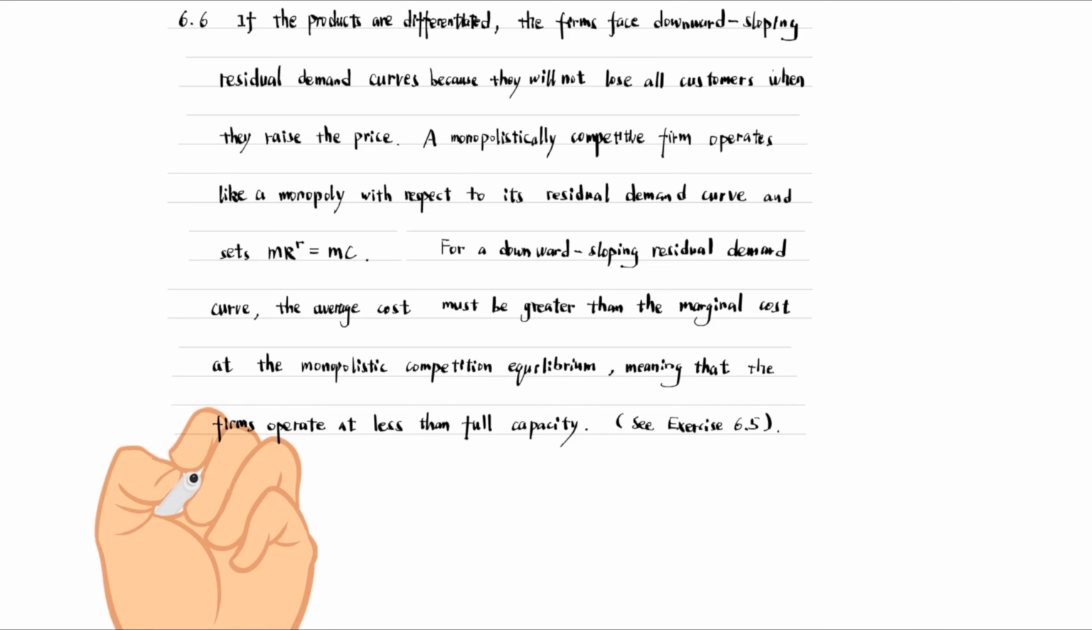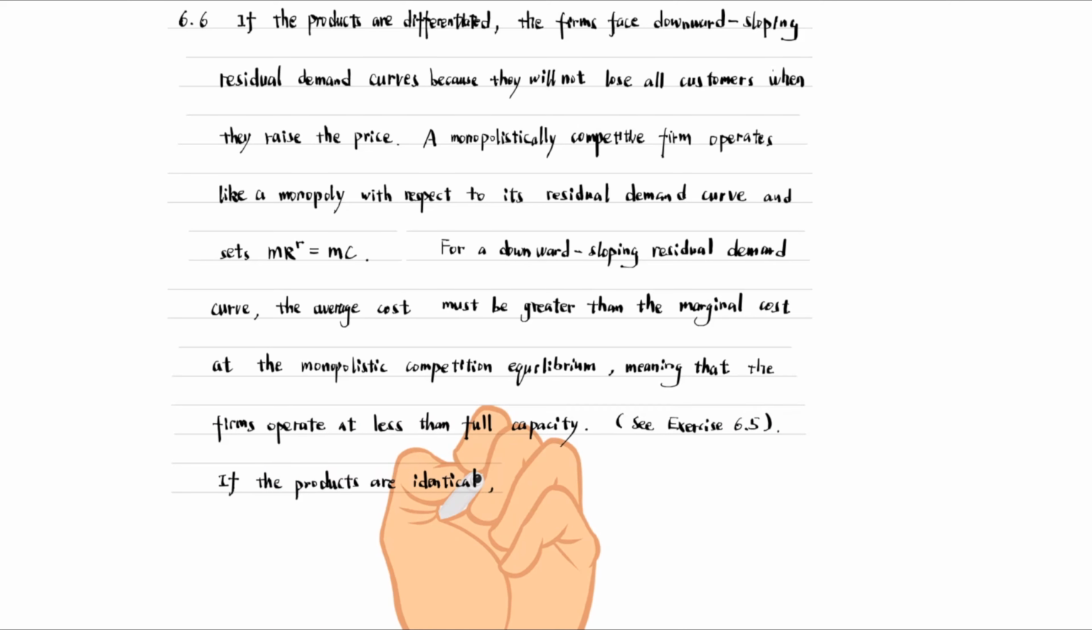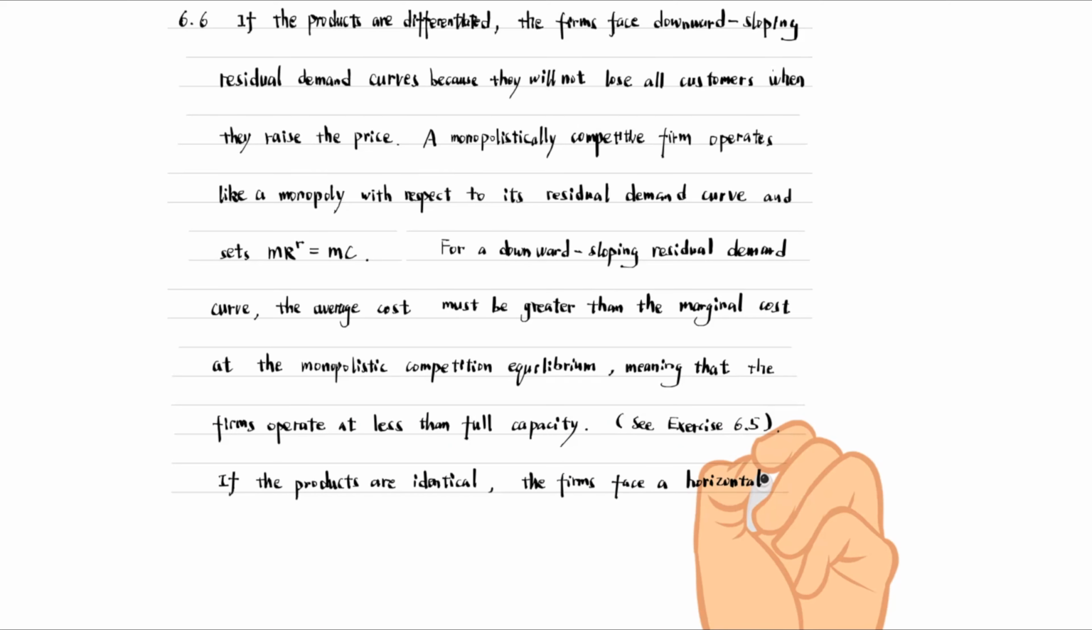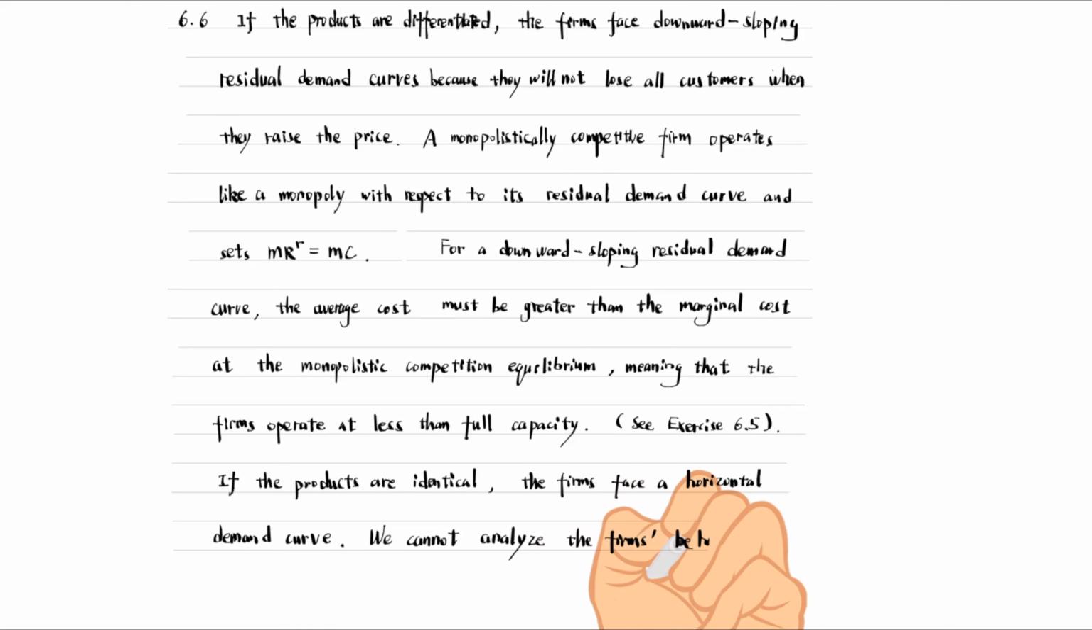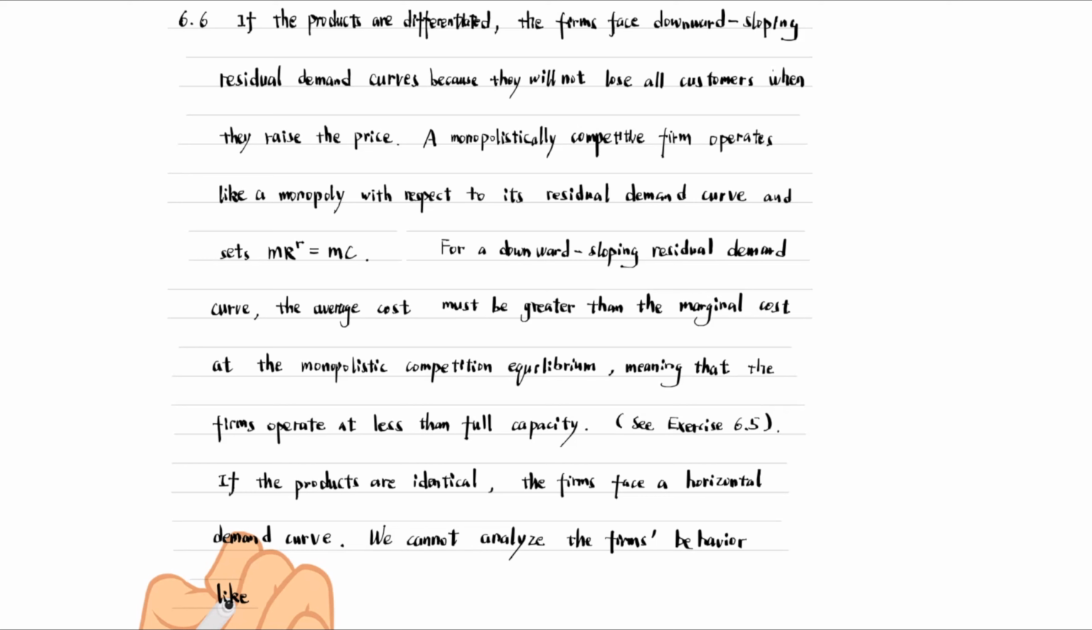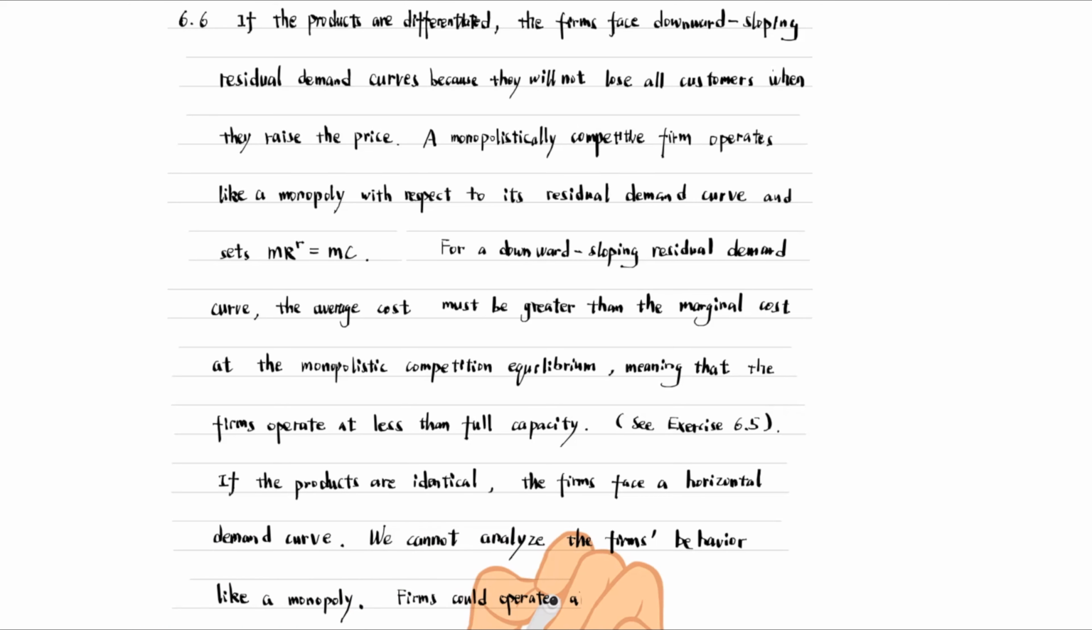If the products are identical, the firms face a horizontal demand curve. We cannot analyze the firm's behavior like a monopoly. Firms could operate at full capacity.